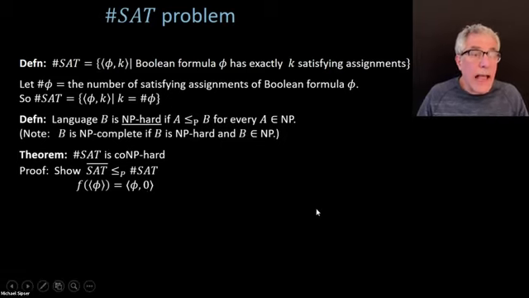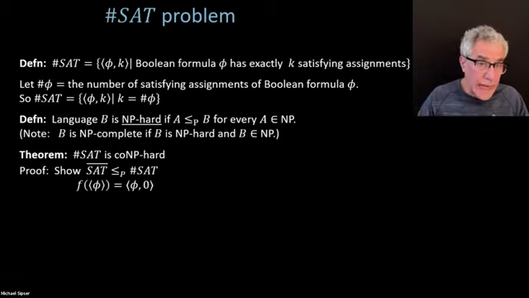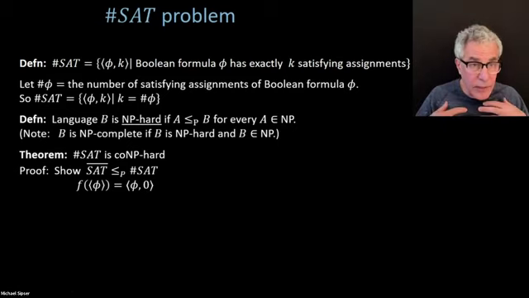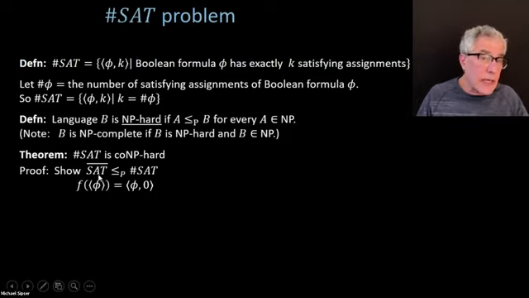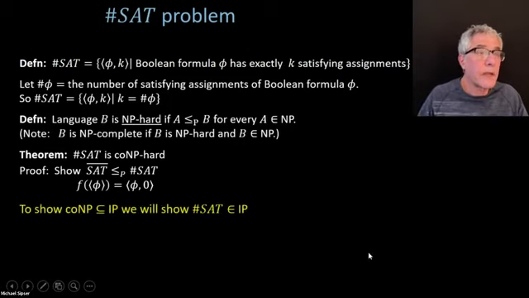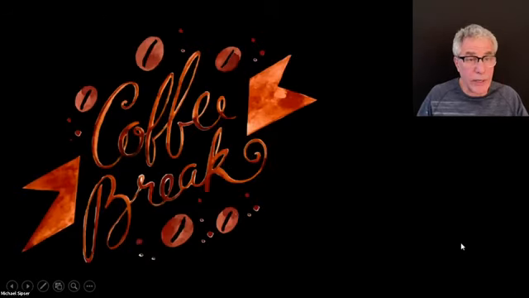So if you can tell how many satisfying assignments something has exactly, or you can answer the question, does a formula have exactly 1,000 satisfying assignments? If you can do that in general, then you can solve coNP. You can solve the unsatisfiability problem by asking for 0 satisfying assignments, and that allows you to solve anything in coNP. Okay, so we're going to just work with this one problem, the #SAT problem, and show that problem's in IP. Okay, let's take a quick break.